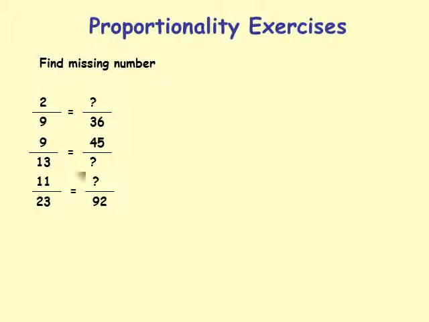Okay. On the left we have 11 by 23 equals what divided by 92. Okay. Let's continue here. Another example. On the left we have 17 divided by 29 equals 64 divided by what? Okay.